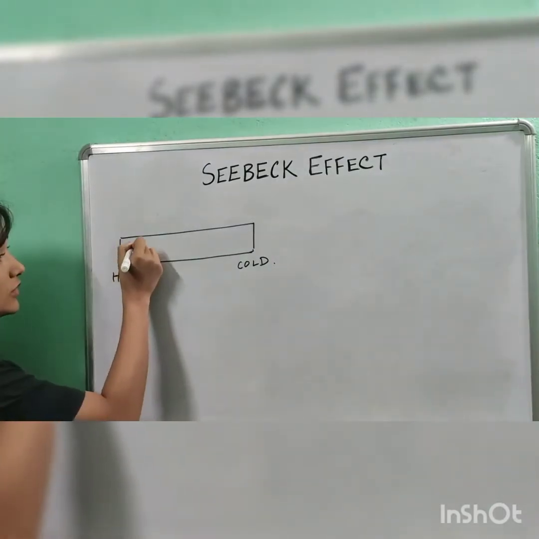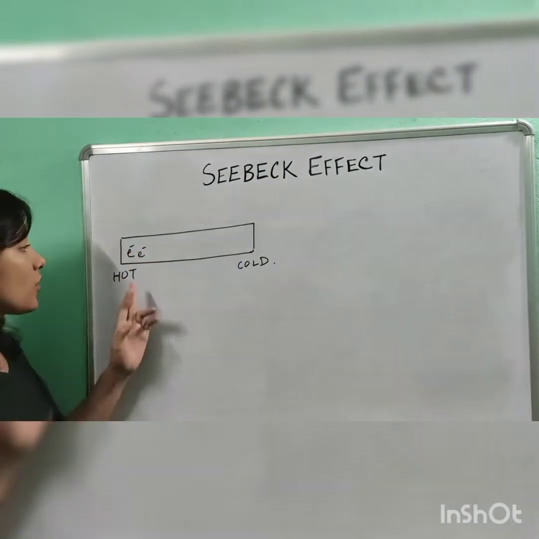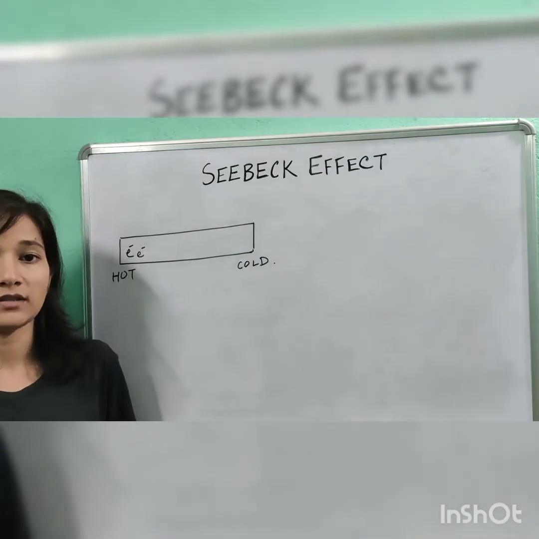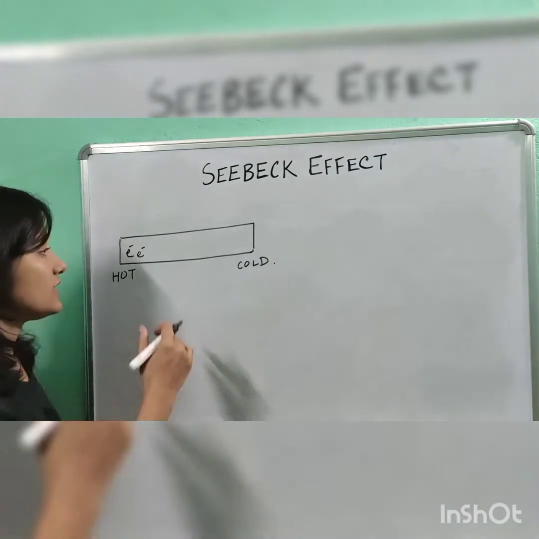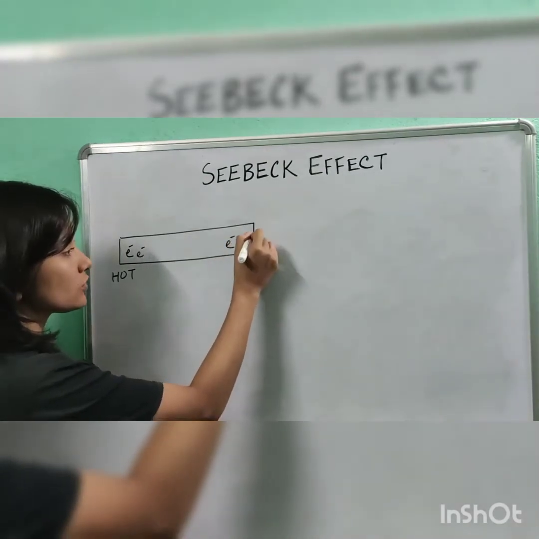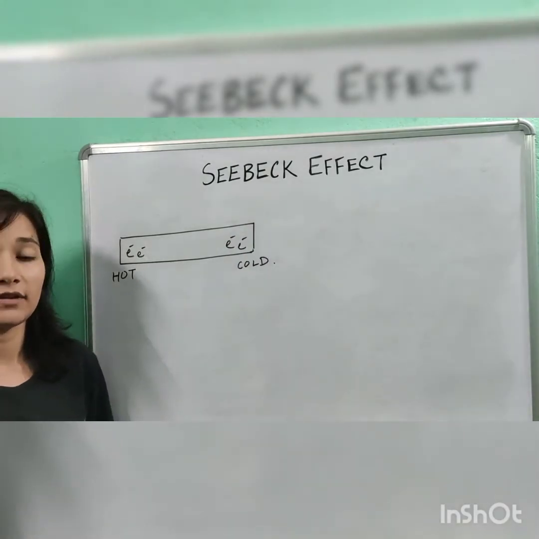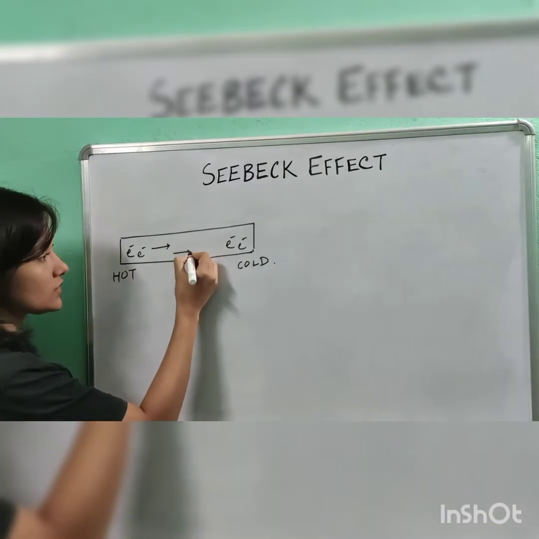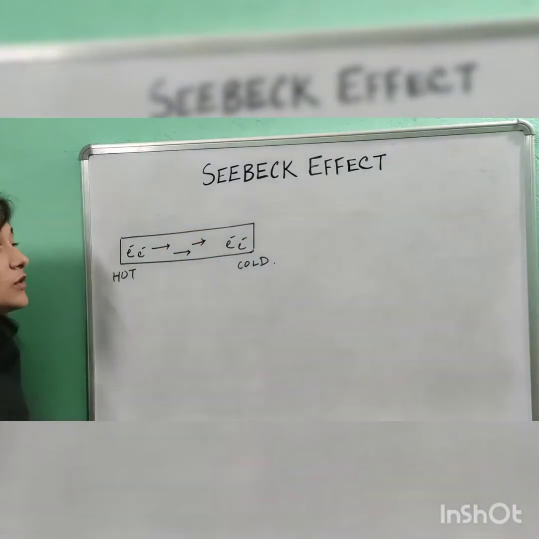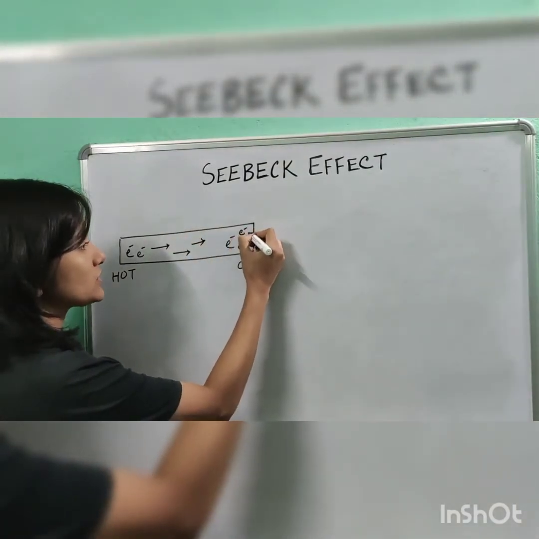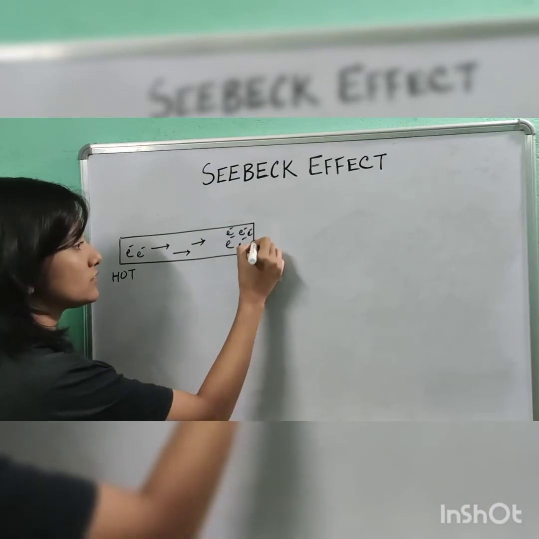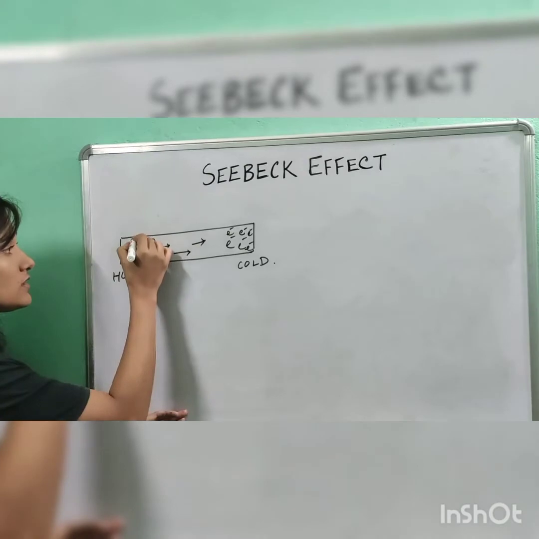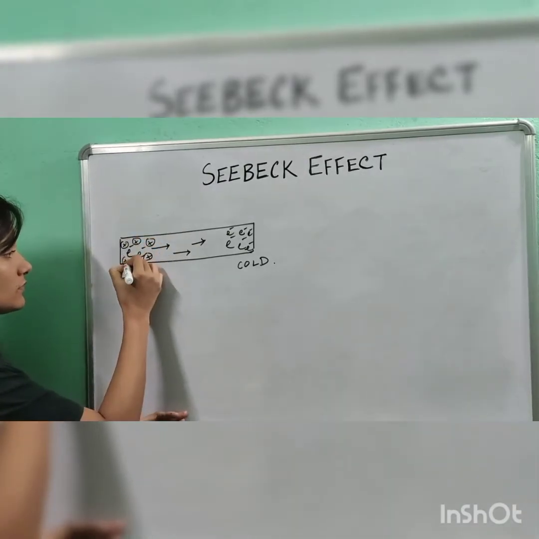Now the electrons in the hot region will possess greater velocities because they will have greater energy than the electrons in the cold region. Consequently, there will be a net diffusion of electrons from the hot region towards the cold region, which will result in accumulation of electrons in the cold region and leaving behind of positive metal ions in the hot region.